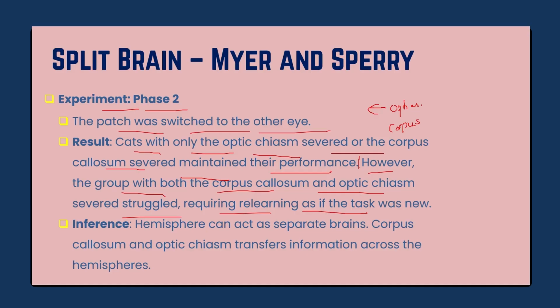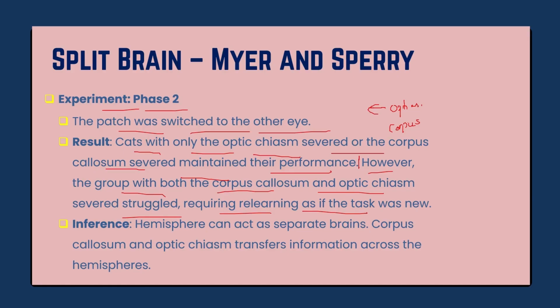Now the last group, the experimental group, which had both corpus callosum and optic chiasm severed. There was no means for the learning to be transferred to the other half, because of which when the patches were removed and shifted to the next eye, the cats had to start learning the whole thing as if they were learning the first time. Their right brain did not know what the left brain had already studied. Okay, so this was the result of the second phase.